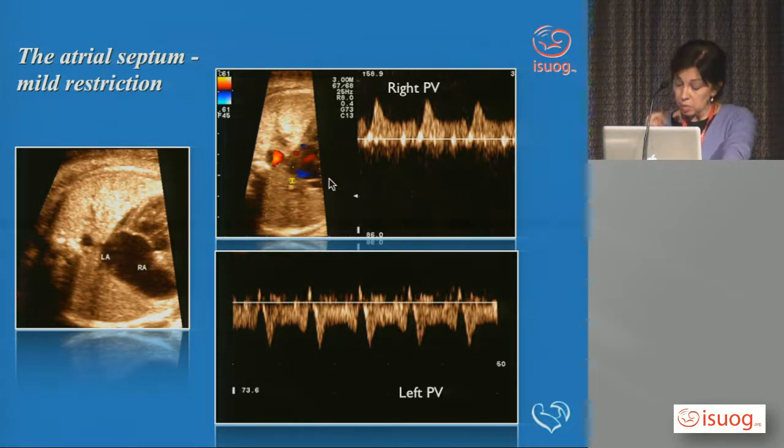But it's something we have to monitor as well throughout the pregnancy, because sometimes these babies may need an early septostomy or make the atrial septum bigger surgically shortly after birth. Doesn't happen very often, but it will have an effect on the surgical outcome.